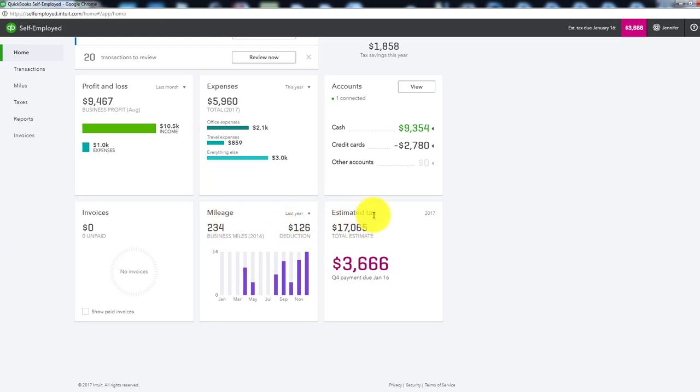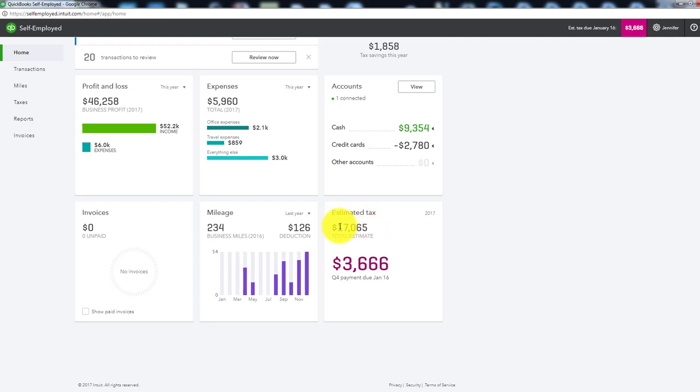And finally, the estimated tax section. This section lets you know how much you either have paid or should have paid so far in estimated taxes based upon your profit for, in this case, 2017. So based upon the yearly profits, which for 2017 is $46,000, this person should have paid about $17,000 in estimated taxes.